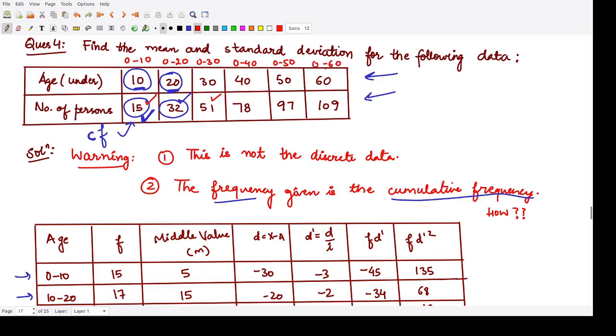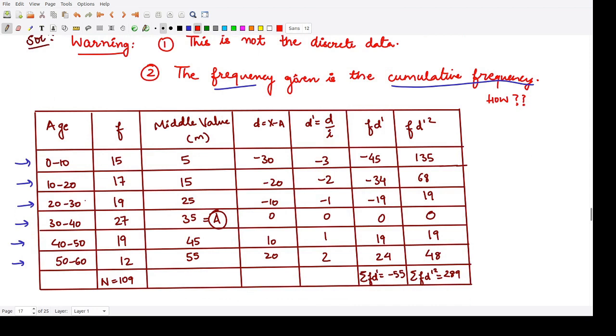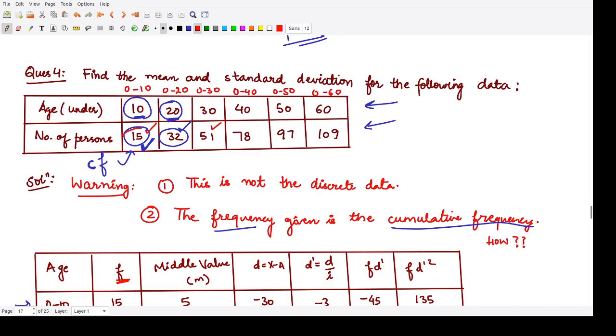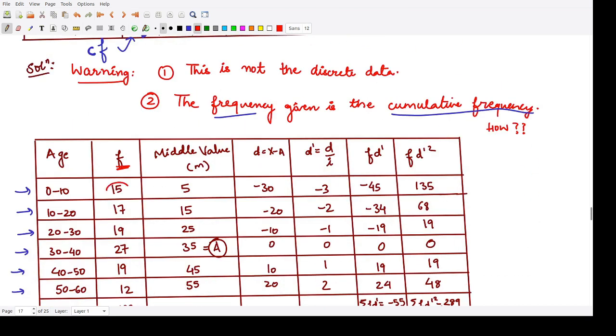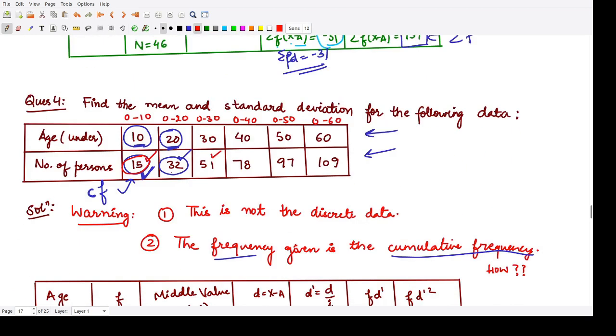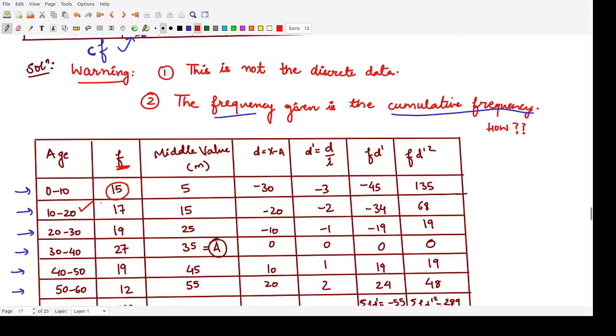So that means you have to convert these kind of intervals into these intervals, 0 to 10, 10 to 20, 20 to 30, 30 to 40, 40 to 50, 50 to 60. How? You will first calculate the frequencies. So now from 0 to 10 it is clear the value of frequency is 15. That would come as such. The next term between 10 to 20 would come up by subtracting this 15 from 32. So basically what is this quantity? This is cumulative frequency 32 minus the previous frequency, that is 15. So the answer is 17.